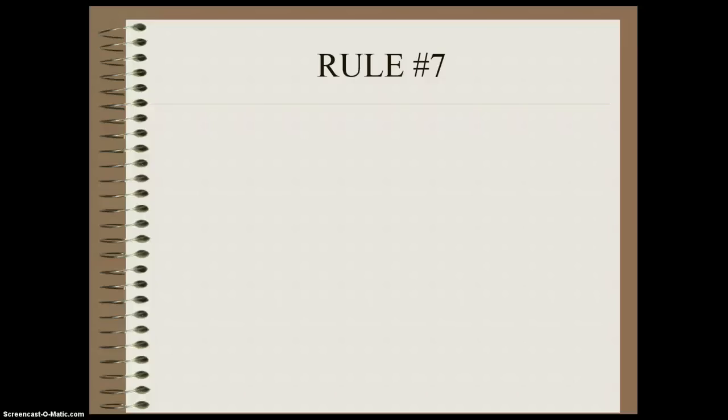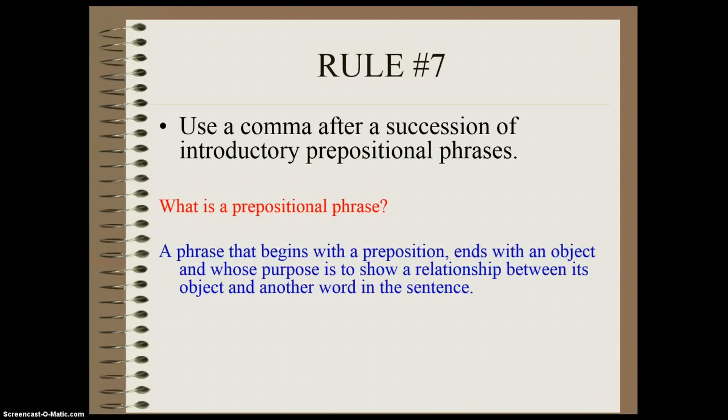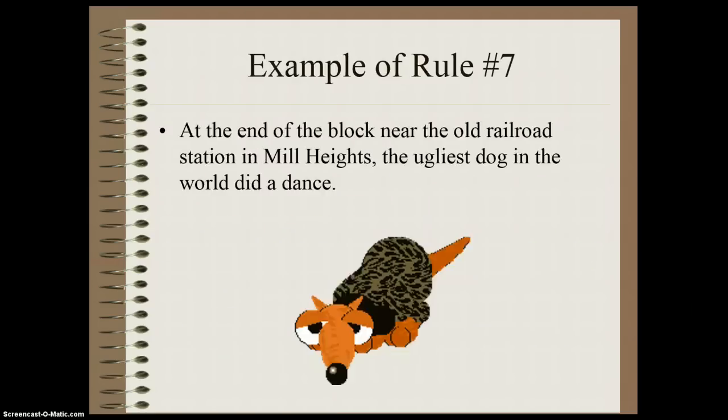Okay, here is rule number 7 for commas. This is to use a comma after a succession of introductory prepositional phrases. Okay, succession means 2 or more. And just to review, a prepositional phrase is a phrase that starts with a preposition and ends with an object of the preposition. Here are examples: beside the wall, on the field, behind the tree, during the game, after the game, over the hill, under the hill. Okay, those are prepositional phrases.